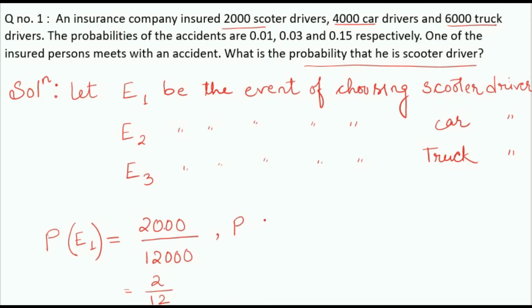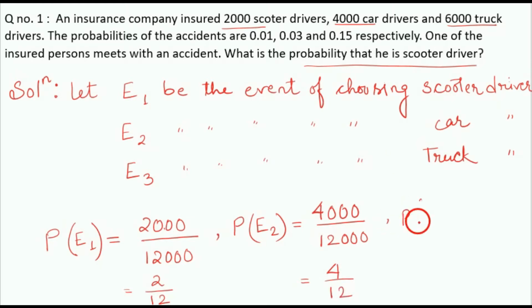So the probability of the second event, choosing a car: how much is it? 4,000 by 12,000. So this is 4 by 12. And what is the probability of choosing a truck? That is 6,000 by 12,000. I'm not cancelling it because later I will have to take the LCM, so that's 6 by 12. Okay, so this is the probability of our events.